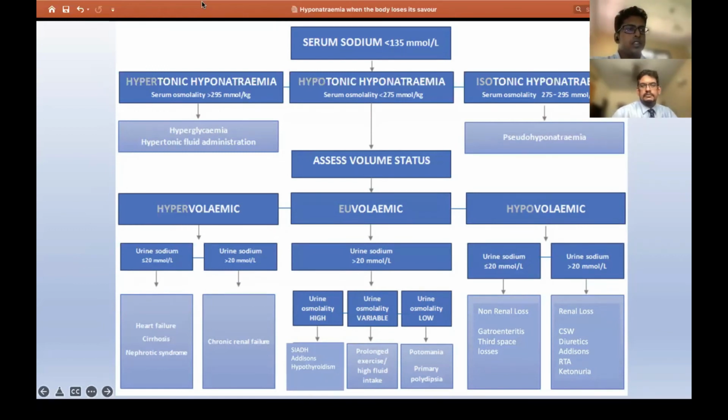The next question: differentiating SIADH from 2 conditions. First, SIADH versus primary polydipsia. The second one is SIADH versus cerebral salt wasting. Cerebral salt wasting and SIADH, I think I mentioned that. If I may go again, I'll show that slide.